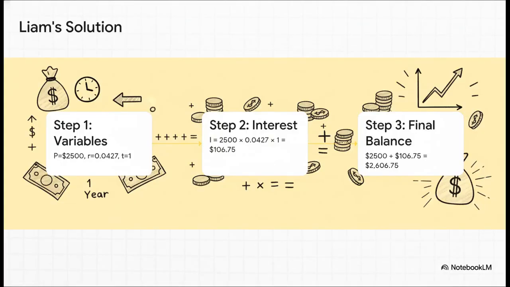Okay, let's do this. Step 1, we just pull out our variables. The principal, P, is $2,500. The rate, R, is 4.27%. Now remember, we can't use a percentage in the formula. We have to turn it into a decimal.